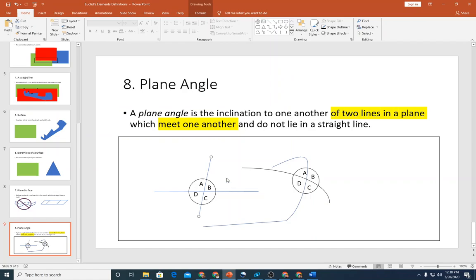And there we go. Now we've got 4 plane angles. Isn't that exciting? Just playing around with it. Okay, so far, so good. Still works great. So why can't they lie in a straight line?